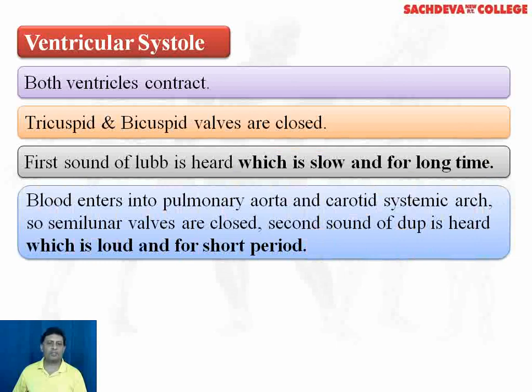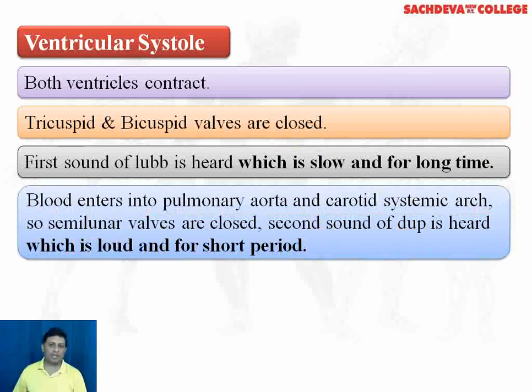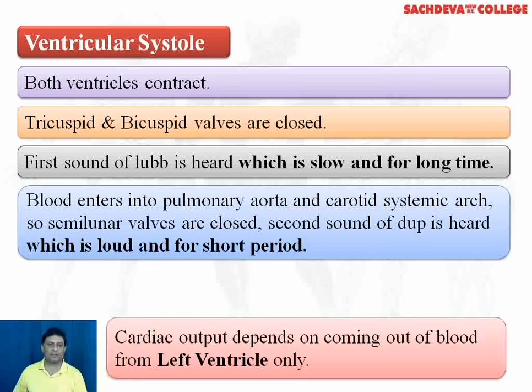Blood enters into the pulmonary aorta and carotid systemic arch. From the right ventricle, blood enters into the pulmonary aorta, and from the left ventricle, blood enters into the carotid systemic arch. The semilunar valves are closed in order to prevent backflow of blood into the ventricles. The closure of the semilunar valves produces a second sound which is heard like a dup. It is a loud sound and for a short period.